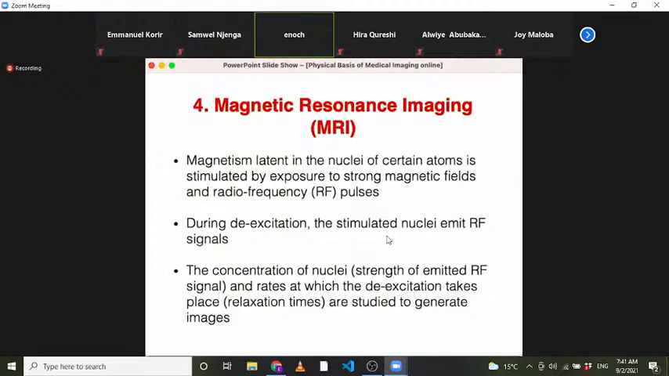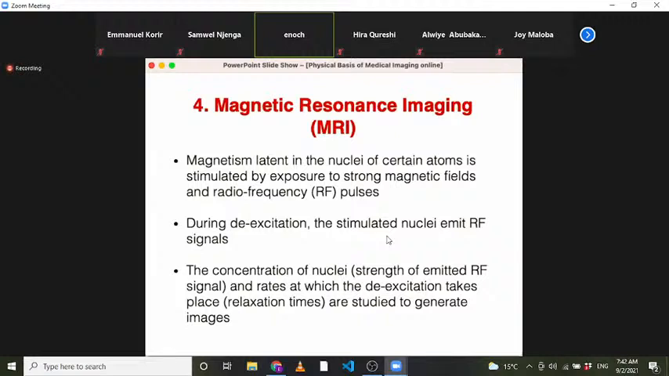And the fourth one that I mentioned is magnetic resonance imaging. Our bodies consist of water in a large proportion, so we have hydrogen, or hydrogen-1, which has a proton. It behaves like a magnet. Now when it is placed in an external magnetic field, it will align itself in the direction of the external magnetic field or in the opposite direction, parallel or anti-parallel.